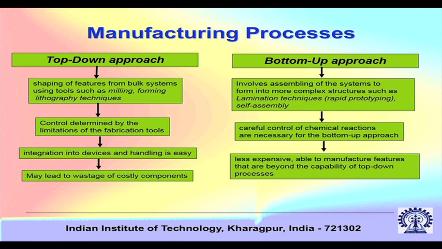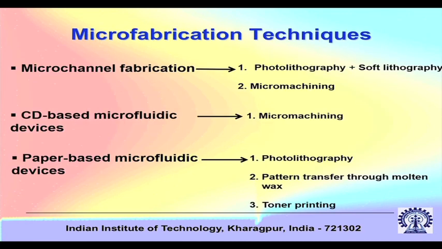So careful control of the chemical reactions that form the background of such systems is necessary for the bottom up approach. These are less expensive and are able to manufacture features that are beyond the capability of top down processes, but you cannot really make very large systems using this. So there are plus and minus points associated with this.